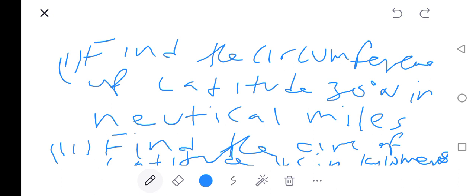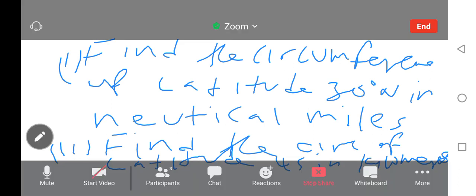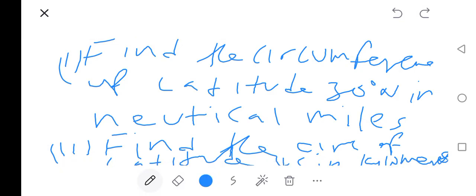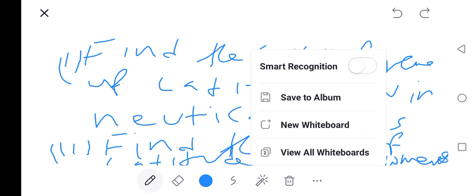So let's copy those questions. The circumference of what? I can't see. The circumference of latitude 45 degrees. Please, the diagram also, I've not finished copying it. So the diagram is here.